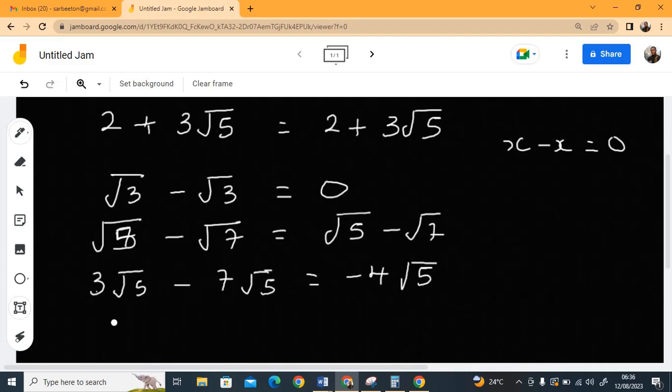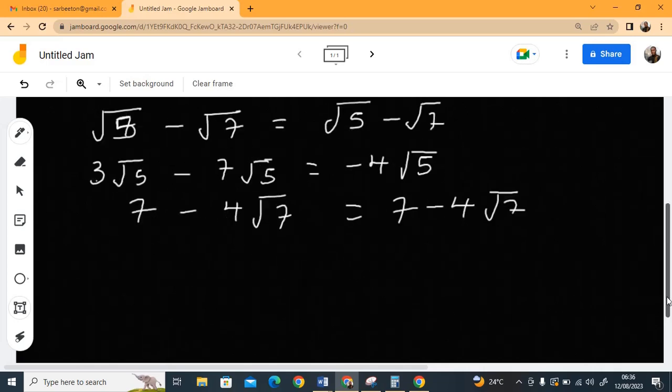So if I give you an ordinary number, let's say you have 7 minus 4 root 7, in this particular case you cannot subtract them because this one does not have a root. So your answer will still be 7 minus 4 root 7. There's no magic here. So that is it for addition and subtraction.